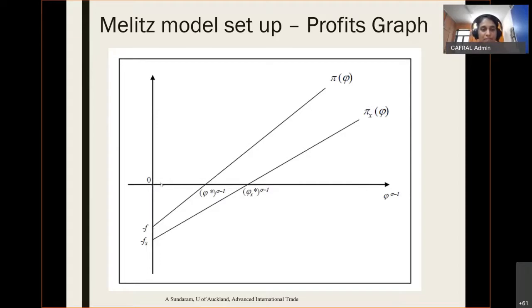As your productivity level goes higher and higher, you're making more and more variable profits. So your profits are going to keep rising as your productivity level rises. At some point, you're going to make enough variable profits to cover the fixed cost. And from then on, your profits will be strictly positive. So this is that phi star that's called the cutoff productivity threshold or the threshold productivity level in the Melitz model.